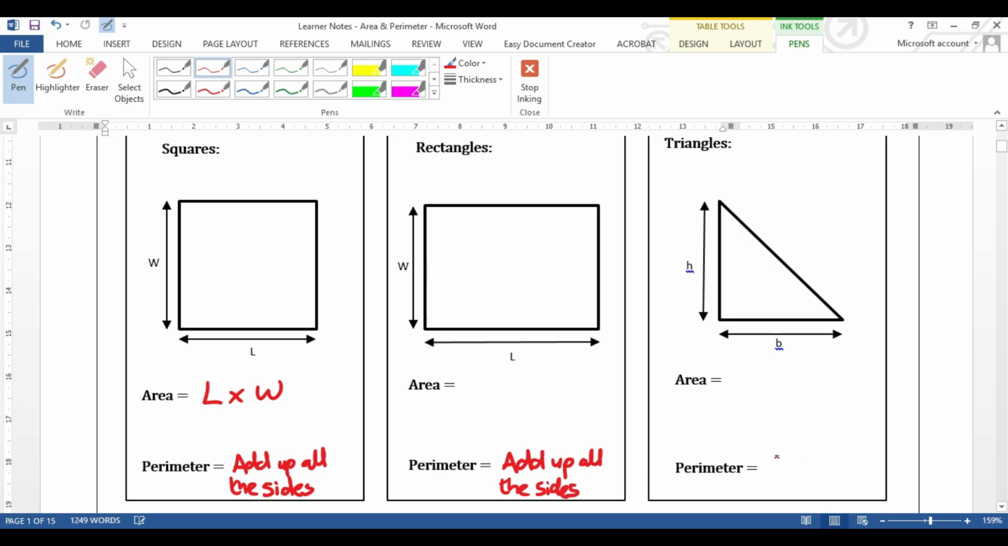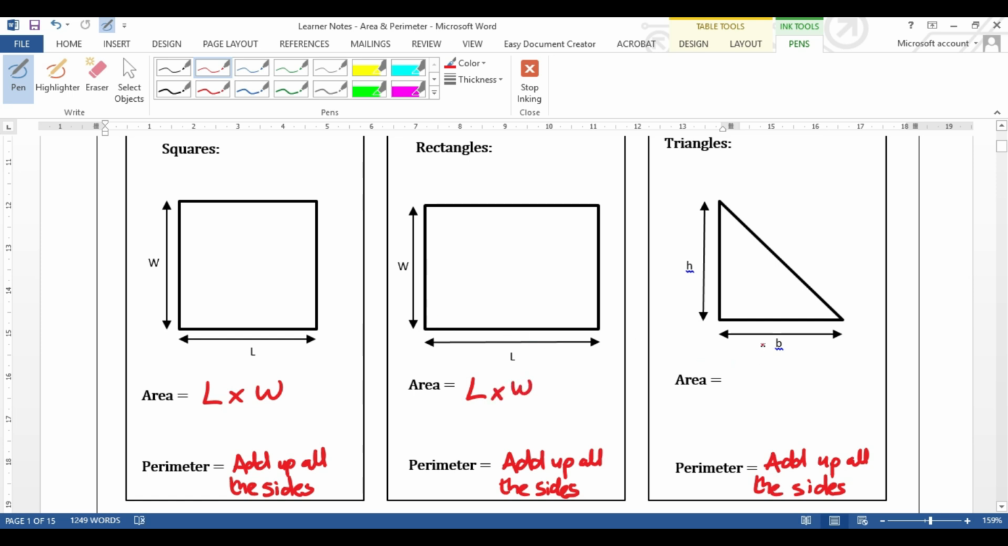and same for the triangle as well. Yeah, add up all the sides. And obviously for rectangles as well, the area is going to be the same, length times width.